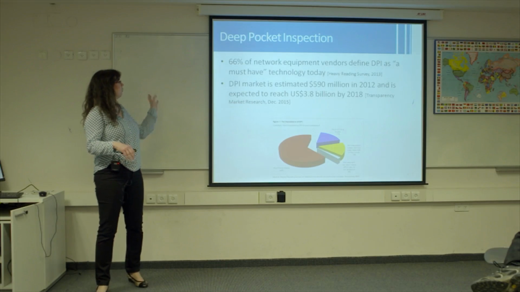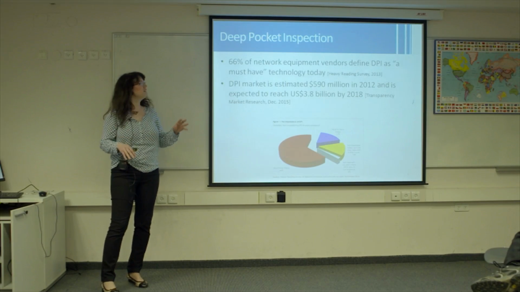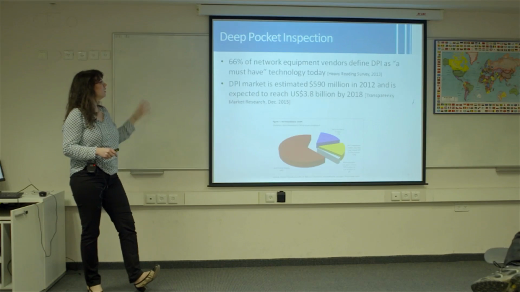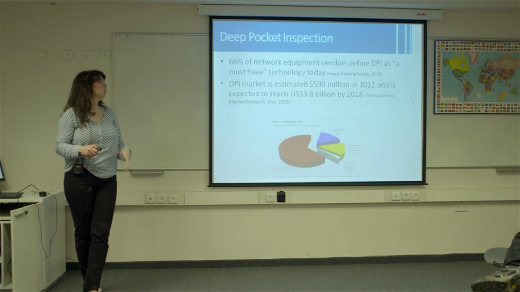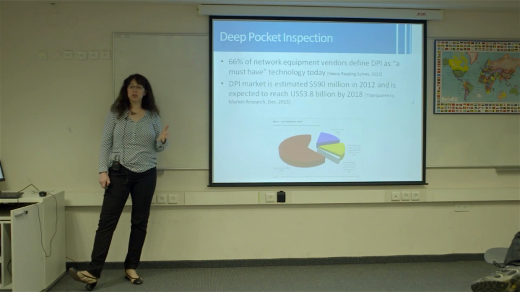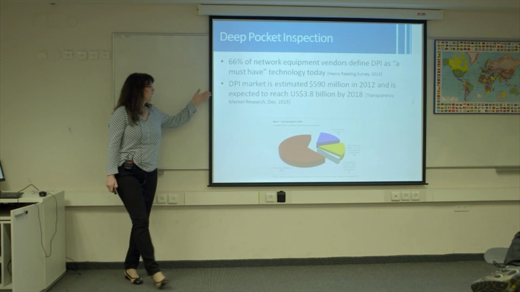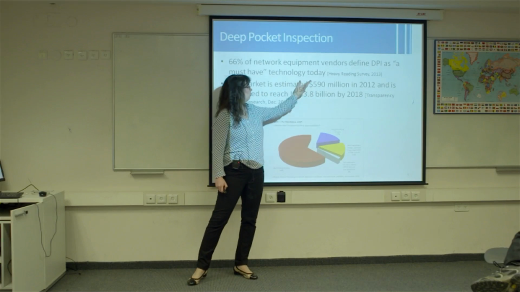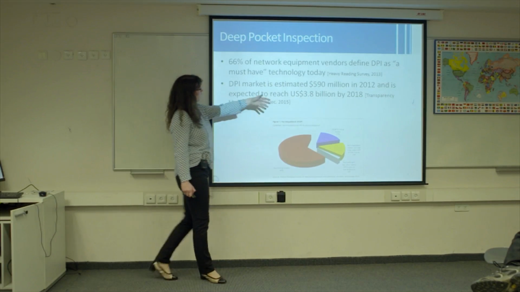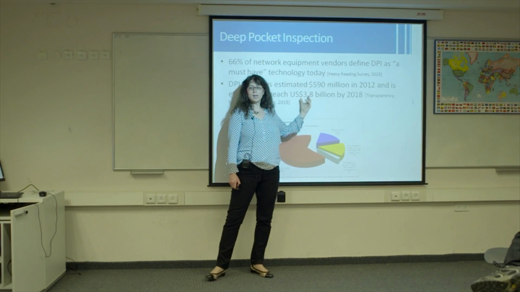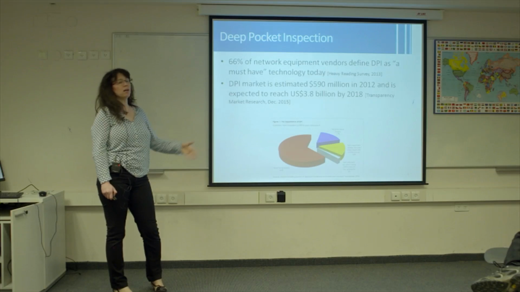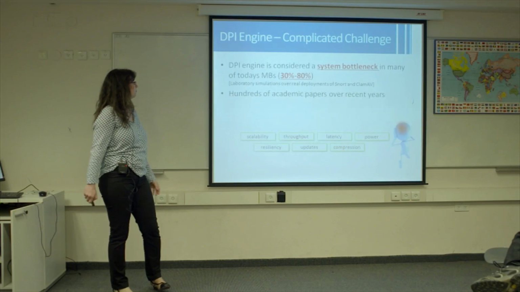Okay? And now I want to talk a little bit about the market. It's not a typo, deep packet inspection. I want to understand what the market is. So 66% of all vendor equipment define DPI as a must-have technology today. And the DPI market estimate was 3 years ago around $500 million, and they estimate that in 3 years it will reach almost $4 billion. And this is because the network becomes more and more sophisticated.